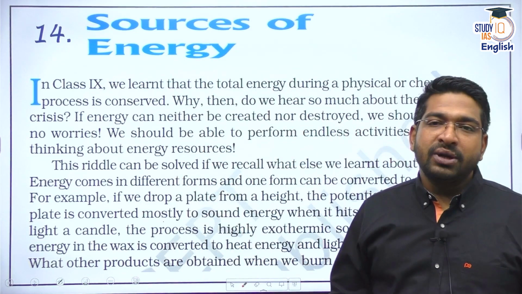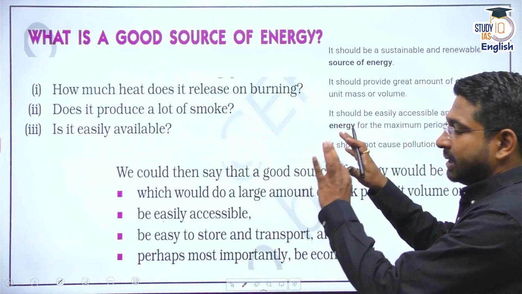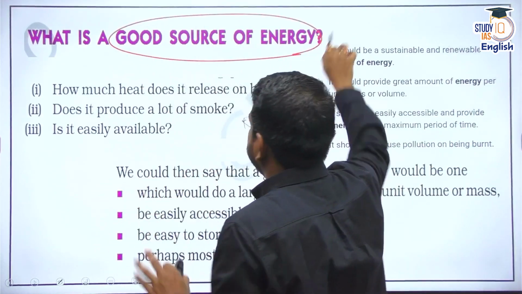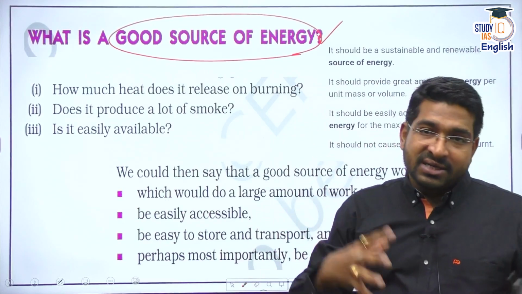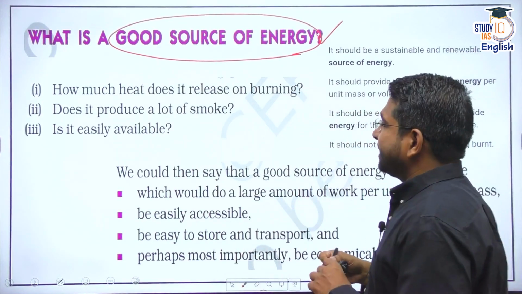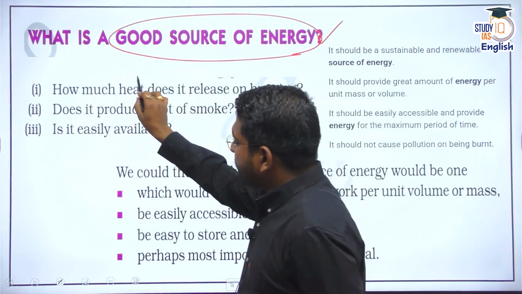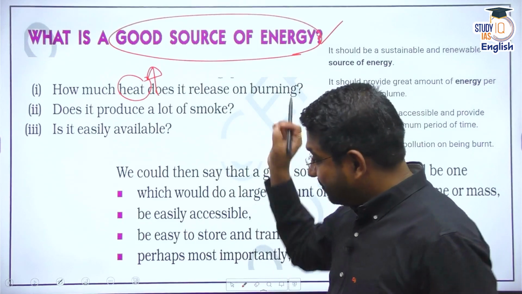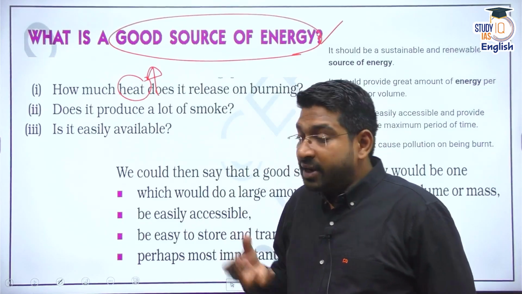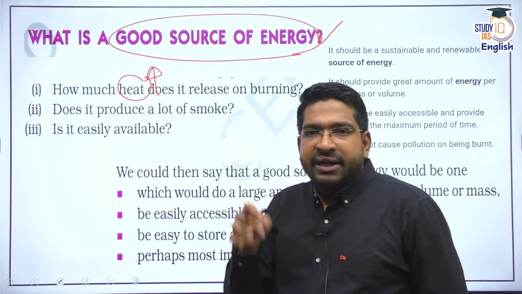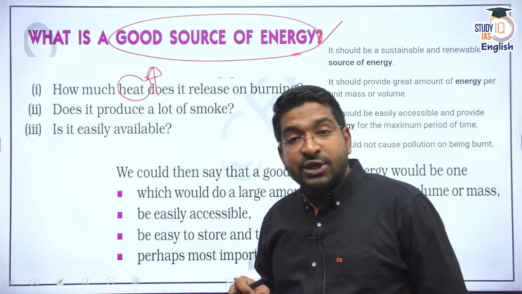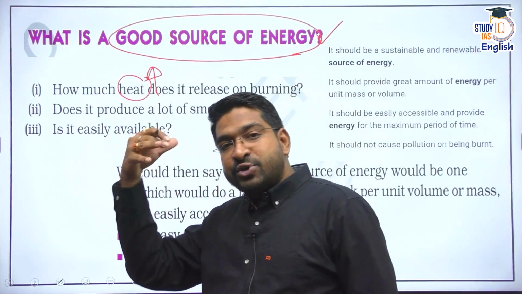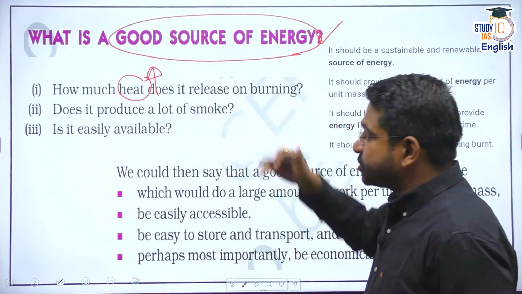Now, when we talk about energy, there are some parameters which make a source a good source of energy. And how do we assess that? Any source of energy, if it releases good amount of heat when it is burnt, it becomes a good source. It should give heat because that is my ultimate requirement. I need heat, say, for cooking. I need heat for my IC engine, internal combustion engine, to run. I need heat so that I transform water into steam. I use that steam for generating electricity. So it needs to produce heat.